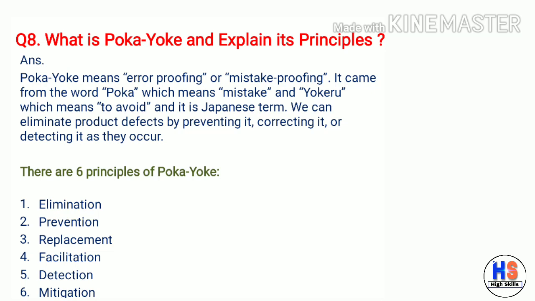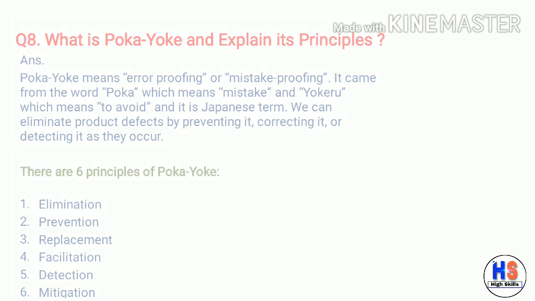There are 6 principles of Poka-Yoke. First is elimination, second is prevention, third is replacement, fourth is facilitation, fifth is detection and sixth is mitigation.